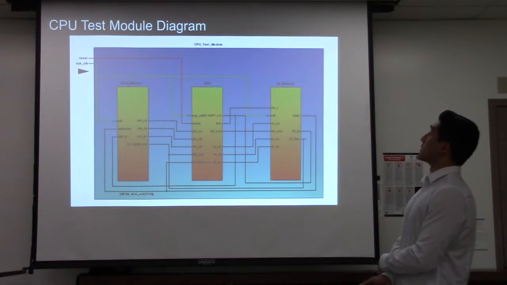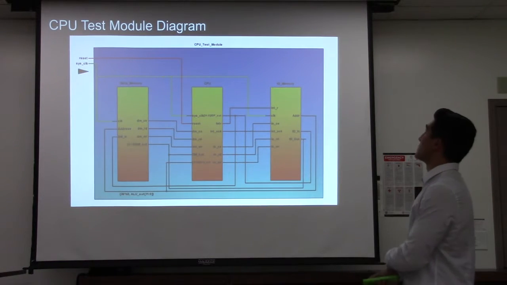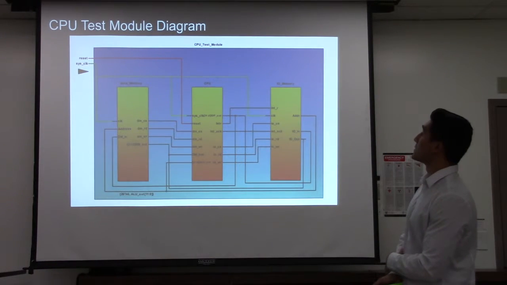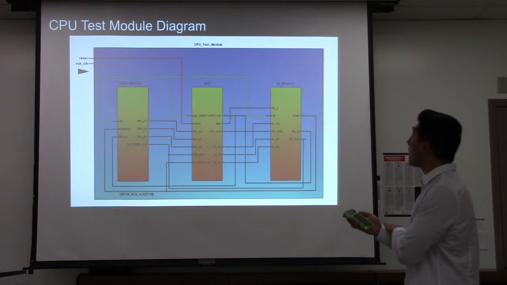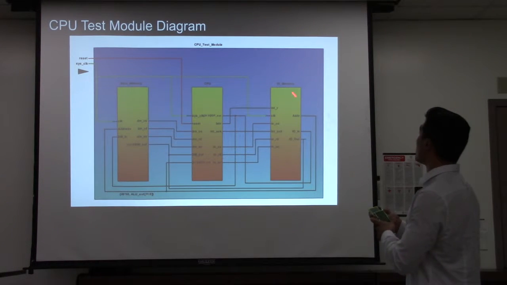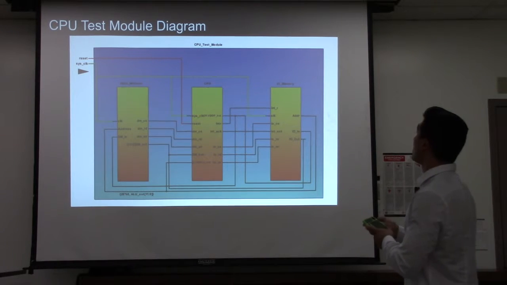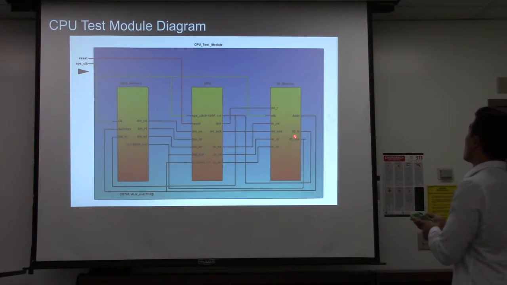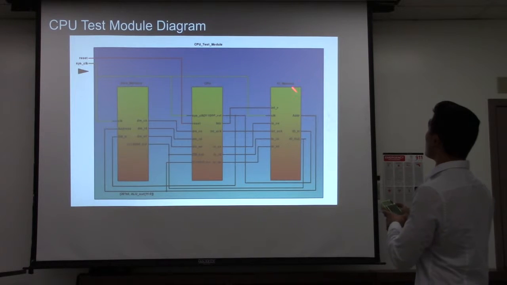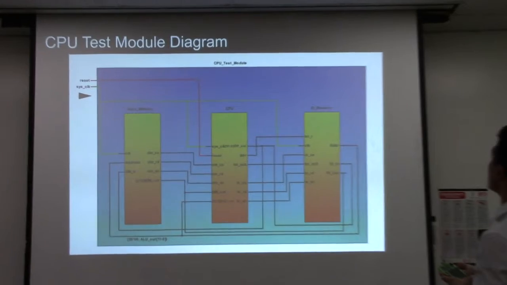First, I'd like to go over our CPU test module diagram. We just have a reset and a system clock going into it. The system clock is in green, and our reset is in red. So mainly we're going to be focusing on our CPU, but on the outsides we have our I/O memory on the right and data memory on the left. We're going to be able to write and read from I/O memory and the data memory. I'll go ahead and start with the I/O memory first.